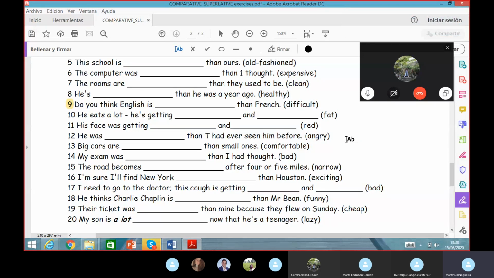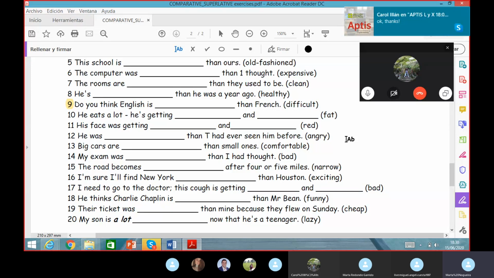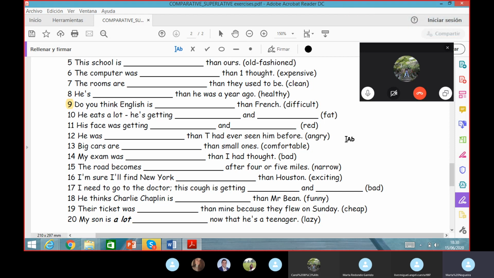Es lo mismo que el 10. You're welcome, Carol. En vez de decir en inglés, como en español, vamos a traducir el 11. Su cara se estaba poniendo más y más roja, lo que he dicho antes. En español repetimos el más, pero en inglés repetimos el adjetivo, redder and redder, con el comparativo, ¿ok? More things. He was angrier, okay? Like this, angrier.